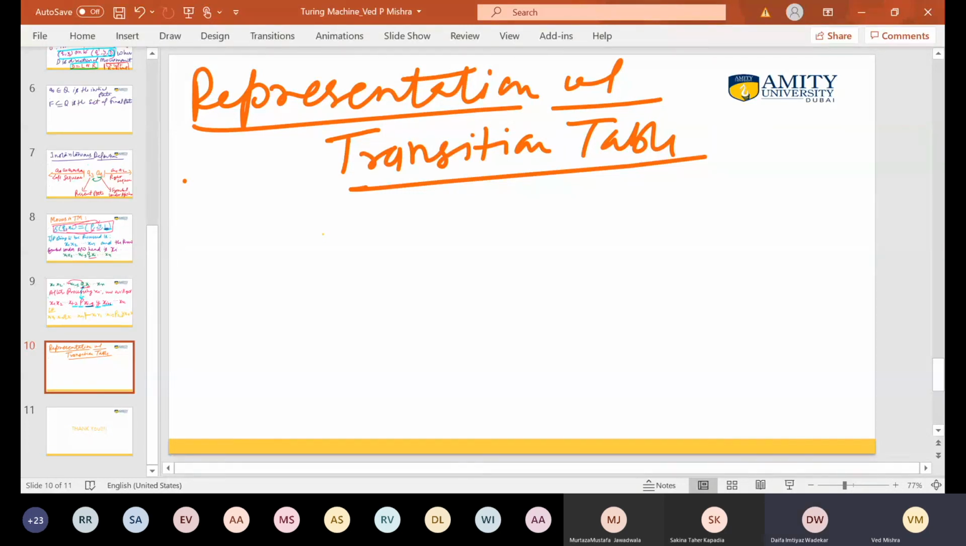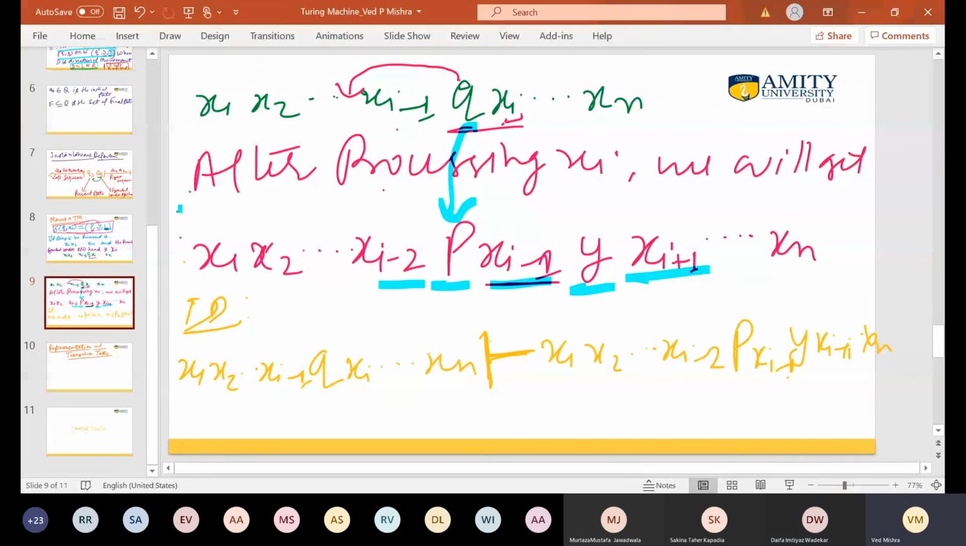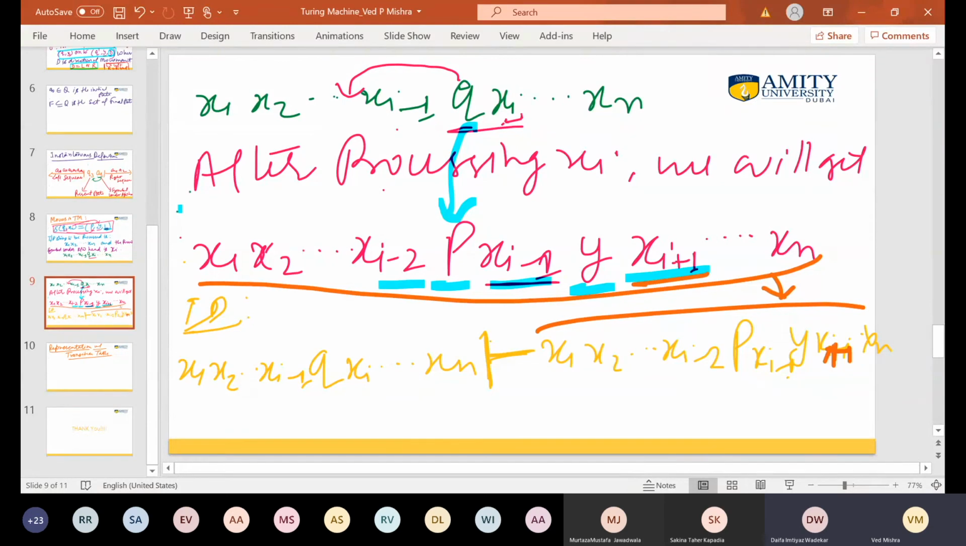For the previous slide, there is xi plus 1. Where did that come from? We are taking the left side, right? So instead of xi minus 1, we have written xi minus 2. After y, this is becoming xi plus 1. So actually this is xi plus 1. Whatever you have written is this, and the green one above is this.